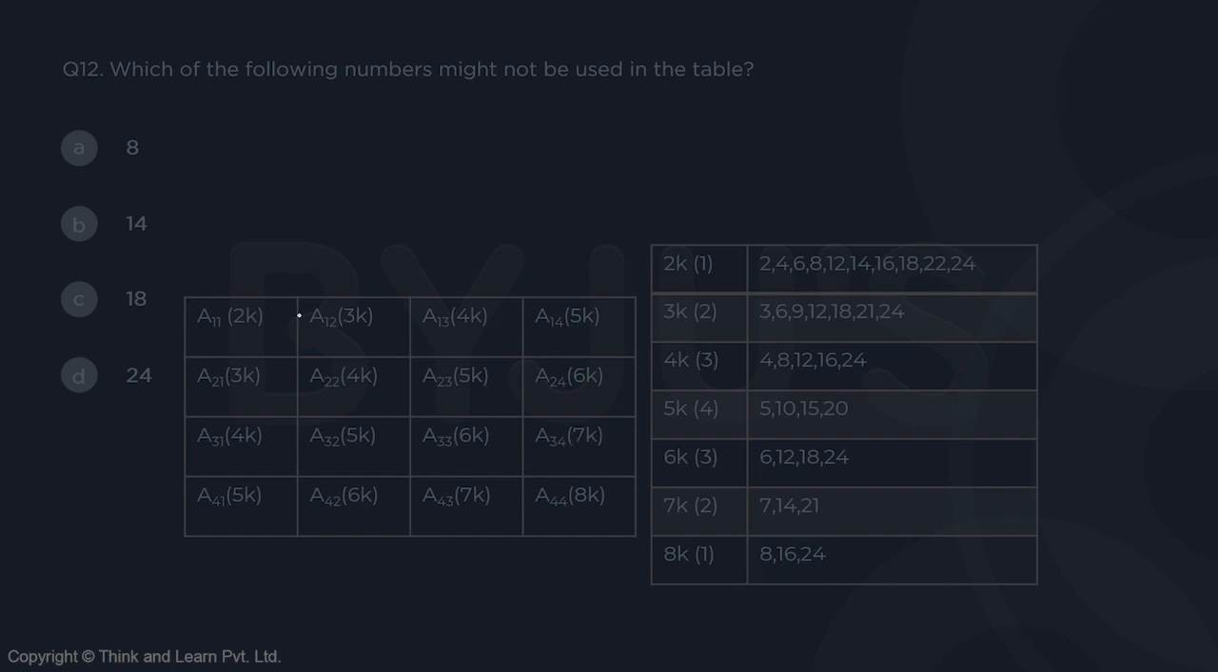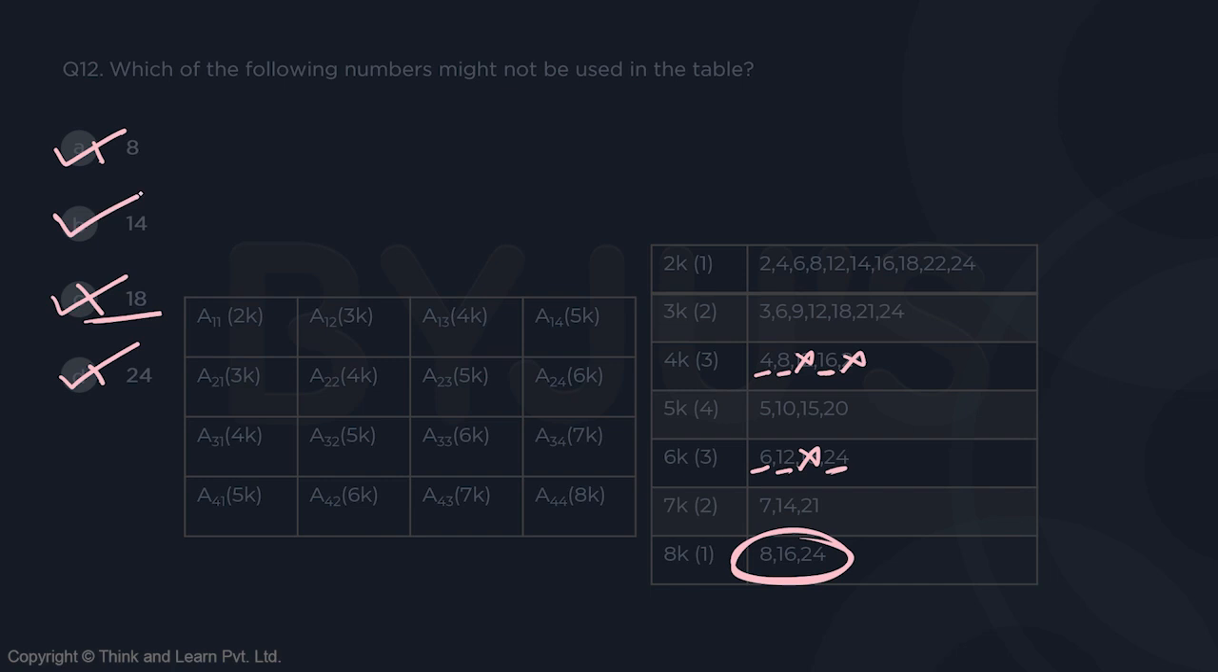The question is saying which might not be used. 8 has to be used, 24 has to be used, so they cannot be my answers. Let's say 18 is not used. If 18 is not used, from the multiples of 6, I will take 6, 12, 24. I have already used 12, I have already used 24. From the multiples of 4, I will be taking 4, 8 and 16. So what would I take as a multiple of 8? I will again have to take a number above 24, which is not allowed. So therefore 18 too has to be taken.